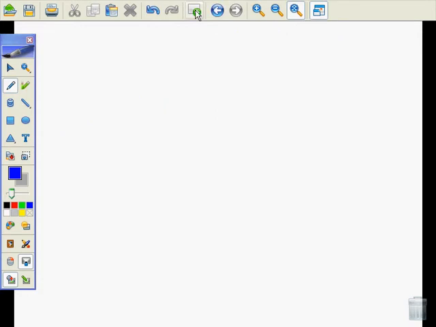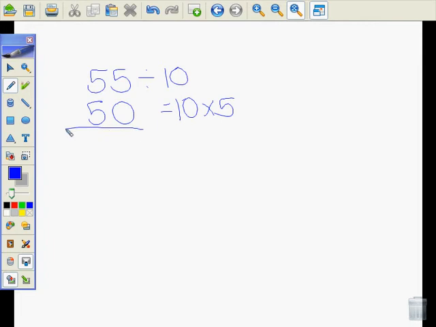Let's try another one. So if I have, we'll say, 55 divided by 10. I know that 10 times 5 equals 50. I know my 10s really well. So now I can subtract these two. 55 minus 50, I know only leaves me with 5.